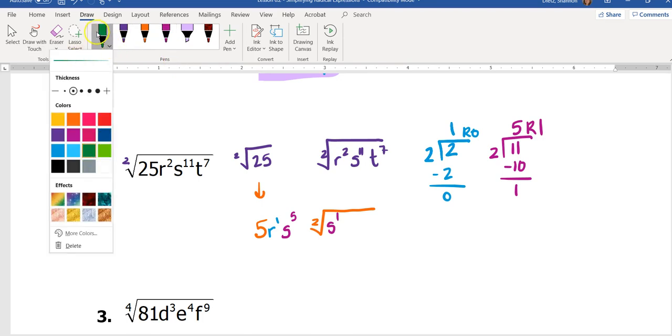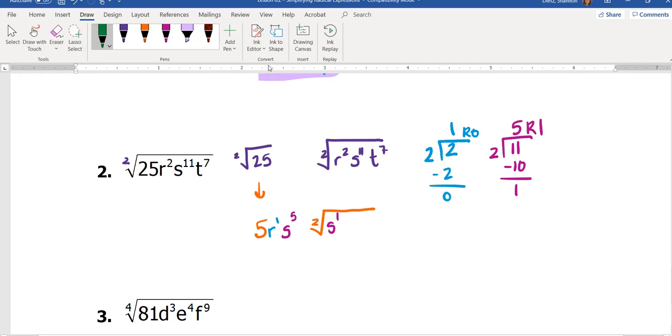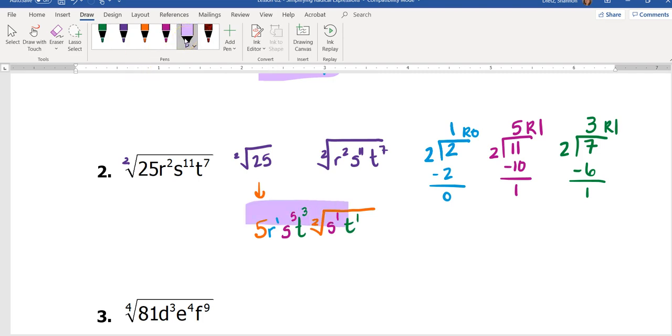Okay, and my last one here, I'll do this in green. We're looking at t. So my exponent for the t is 7. I'm dividing by 2. 2 goes into 7 evenly 3 times. So I will have t to the 3rd on the outside. 3 times 2 is 6. I do have a remainder of 1. So I will have t to the 1st still remaining on the inside. And that is, once again, my final answer. Now, anytime you have an exponent of 1, you can put the 1 there, or you can just write it without the exponent, your choice.